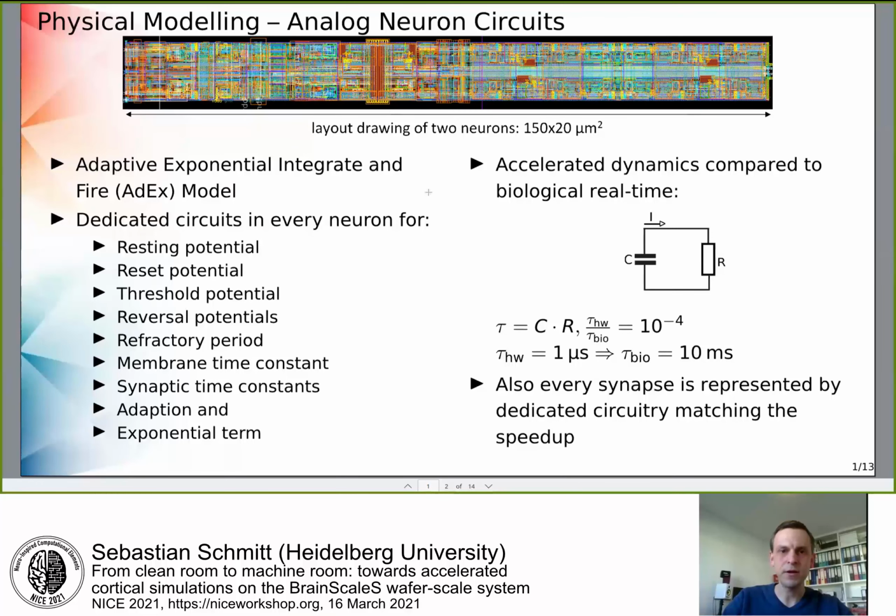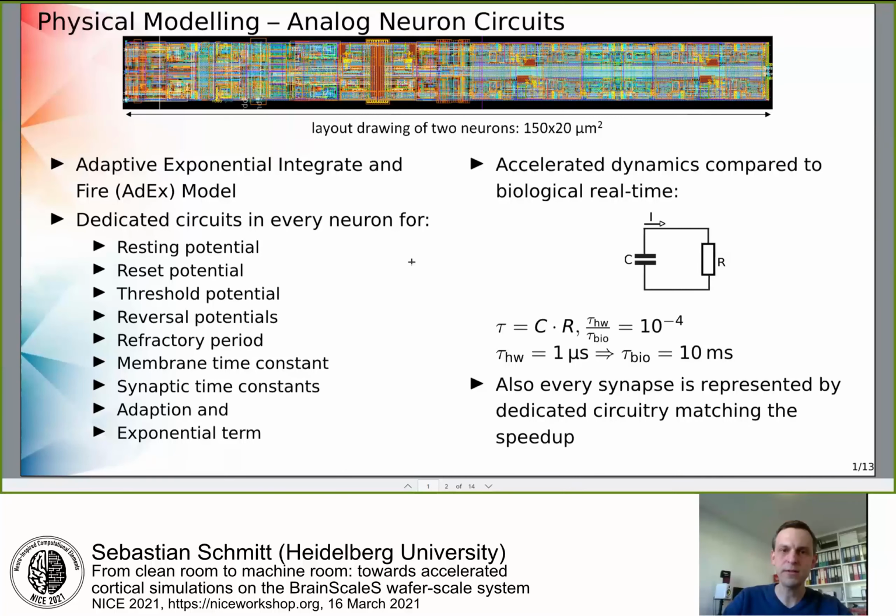So the thing with the physical models is that everything you want the neuron to do must have some kind of circuitry. So there are dedicated circuits in every neuron for all the things that an AdEx neuron needs: resting potential, reset potential, threshold potential, and so on and so forth.